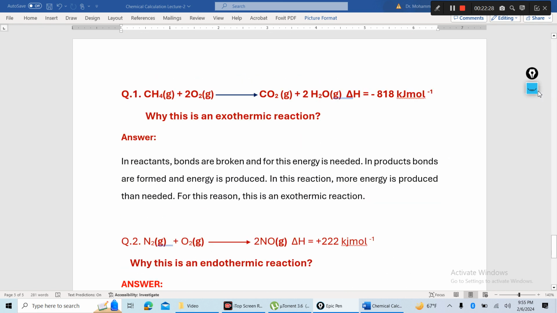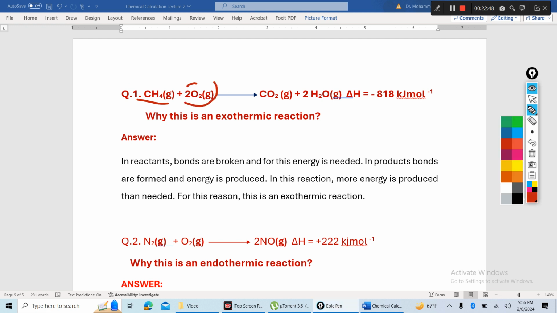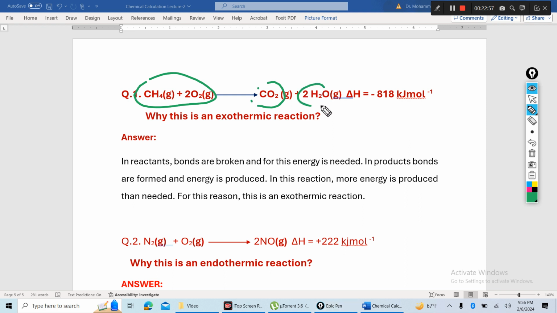Now, some reactions are called exothermic reactions and some are called endothermic reactions. Why? Here I write one. When methane burns in oxygen to produce carbon dioxide and water, this is an exothermic reaction because the delta H value is negative, negative 818 kilojoules.